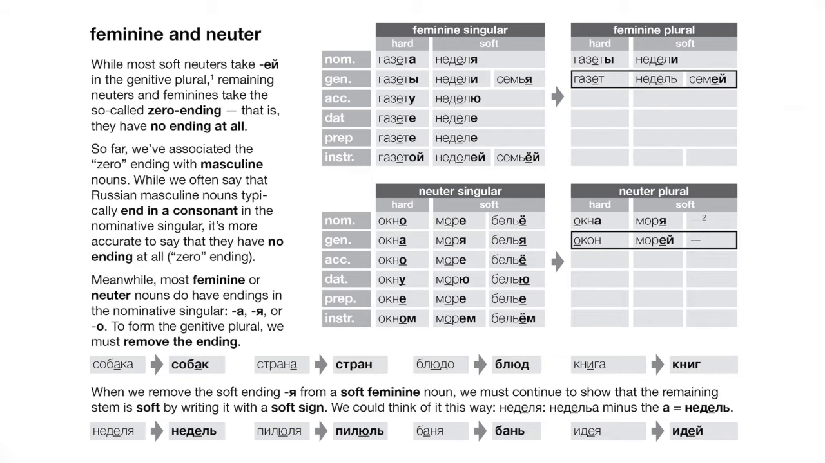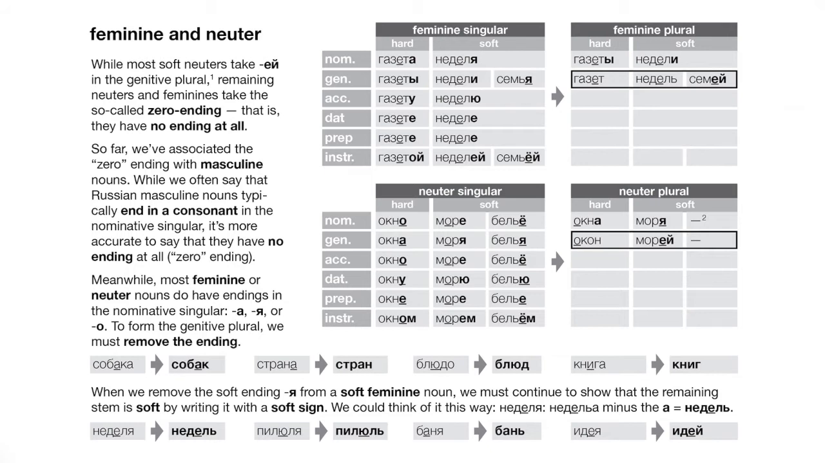Okay, now neuters, as we said, the hard ones are taking zero endings, but the soft neuters are always taking -yey, right? So morye, soft neuter, right, becomes morey. That -yey ending will often be stressed, by the way. Typically, it would be stressed. Okay, so let's look over a few more examples.